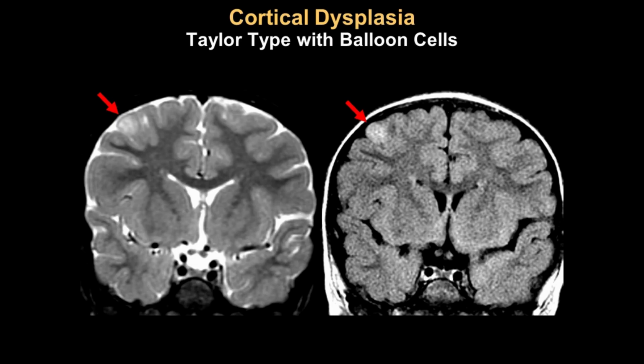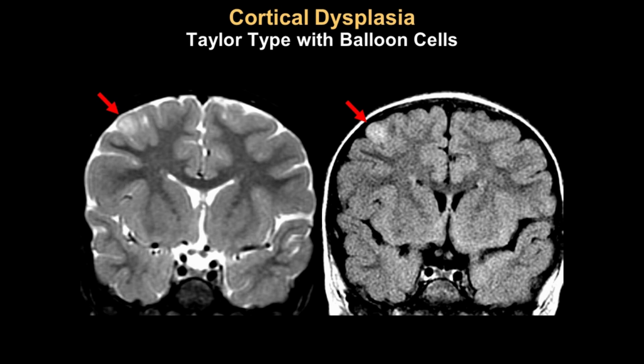Here's one that's a little easier to see. This is another cortical dysplasia, a balloon cell dysplasia, and it reminds us very much that there's a spectrum of cortical dysplasias, cortical tumors, and even gliomas that can also look very, very similar and will remain in the differential until we sort it out.